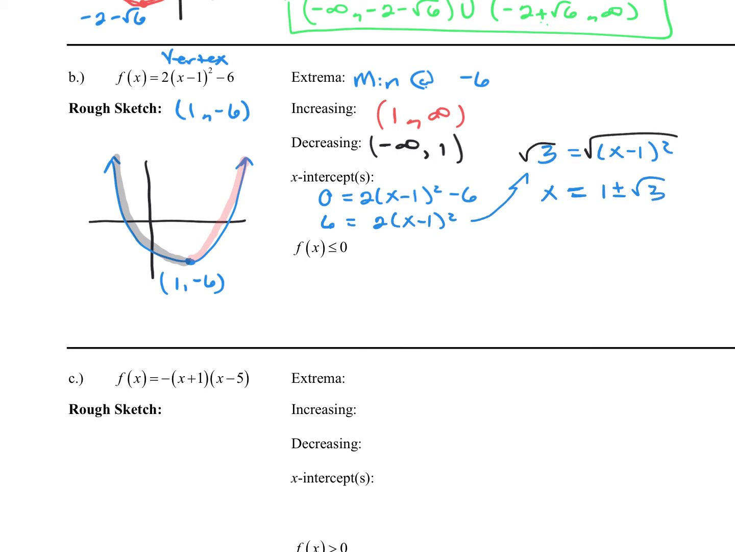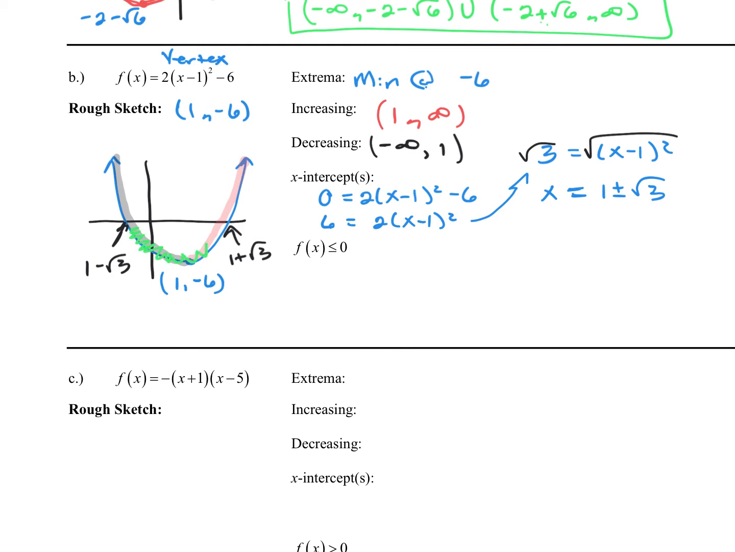So let's go put those on our graph. So this is going to be 1 minus the square root of 3, and this will be 1 plus the square root of 3. Based on that, we can easily answer this inequality. Where is our function less than 0? In other words, where is it below the x-axis?